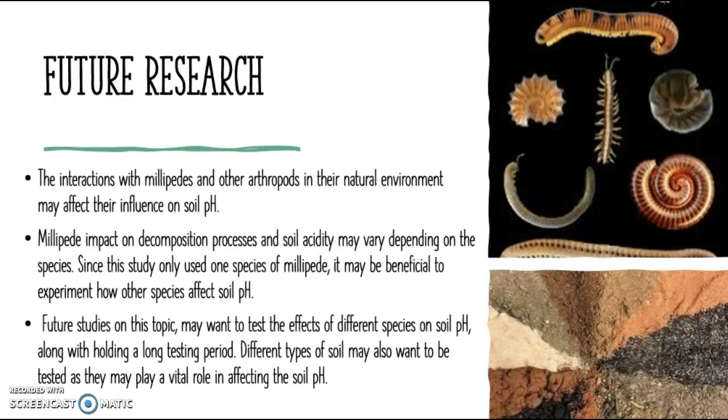As far as further research, the interactions with millipedes and other arthropods in their natural environment may affect the influence on soil pH. Millipede impact on decomposition processes and soil acidity may vary depending on the species. Since this study only used one species of millipede, it may be beneficial to experiment how other species affect the soil pH as well. Further studies on this topic may also want to hold an experiment with a longer testing time, along with using different types of soil, as they may play a vital role in affecting the soil pH.